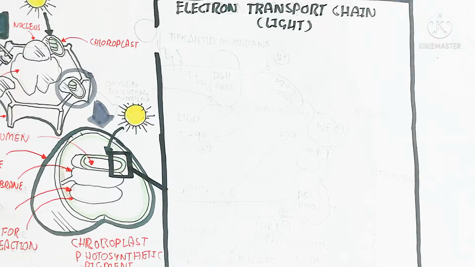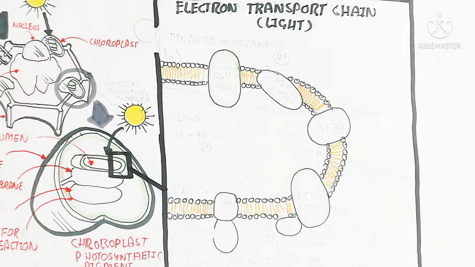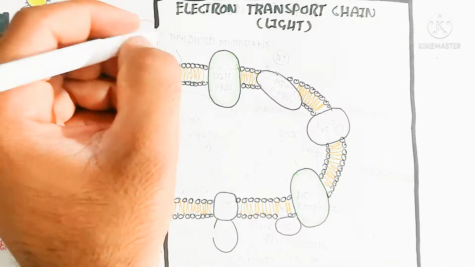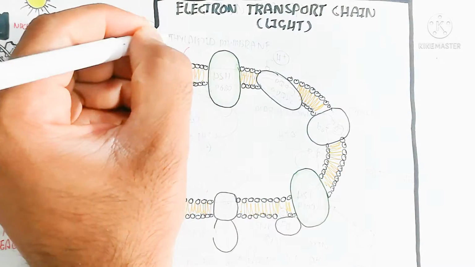So this is the electron transport chain contained in the thylakoid membrane, which has the lumen inside and the stroma outside. So in this way, let's begin to understand where the light reaction will occur.